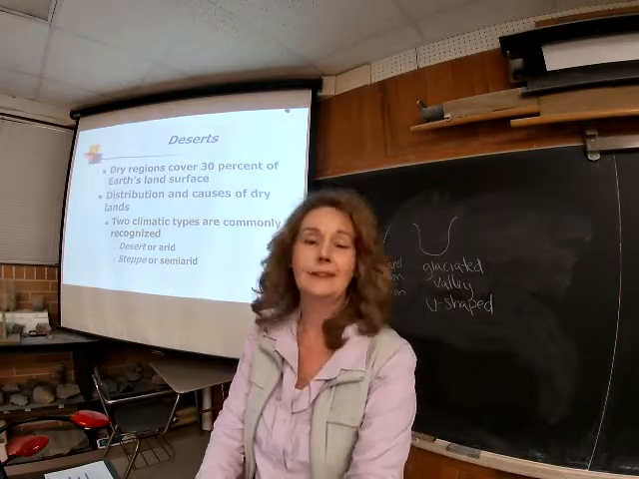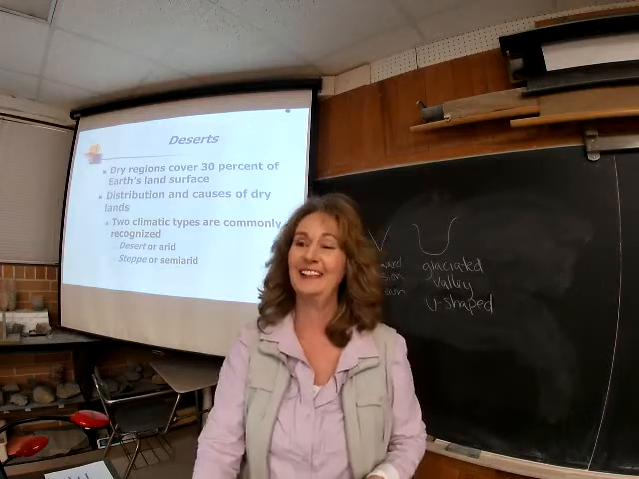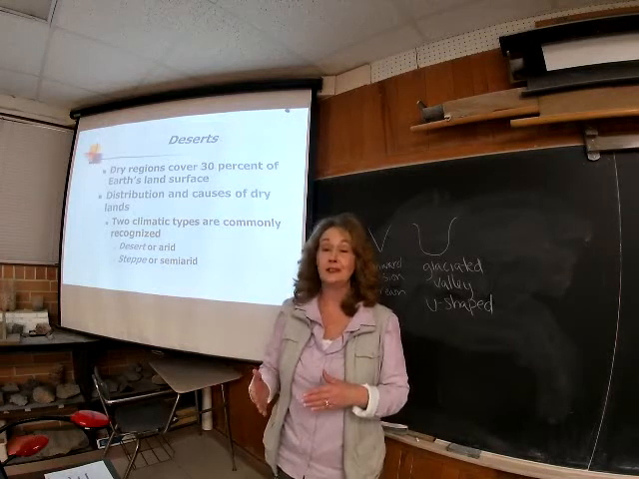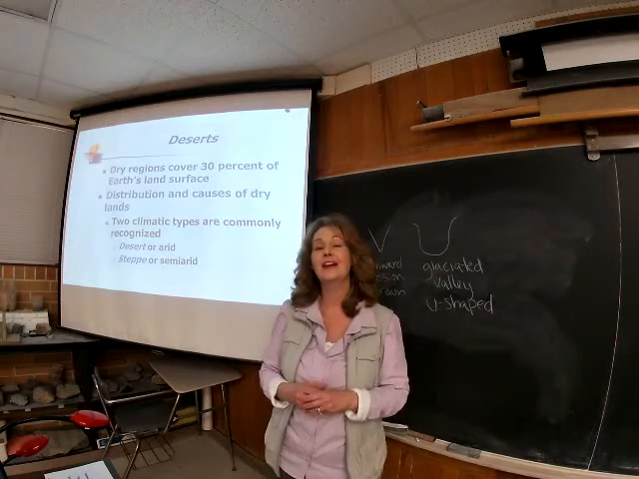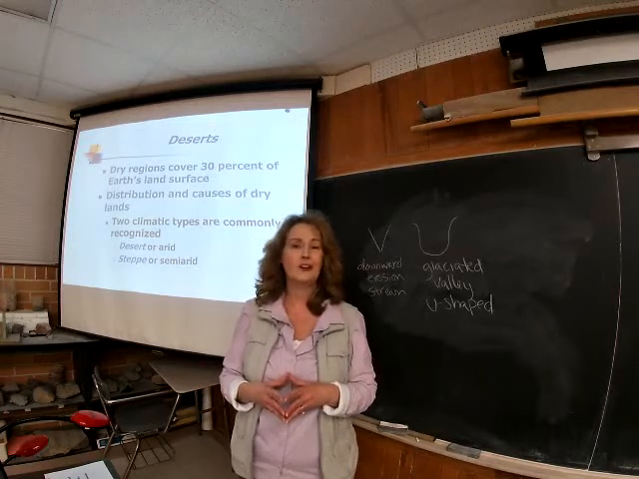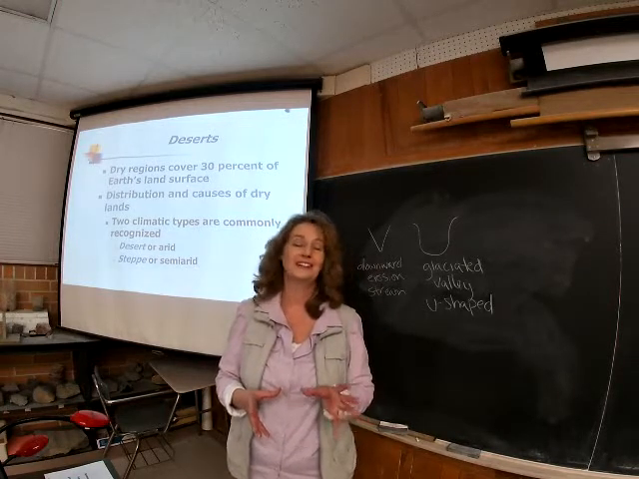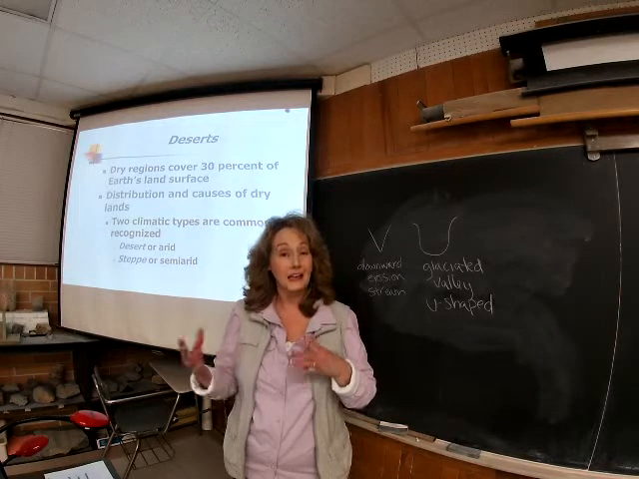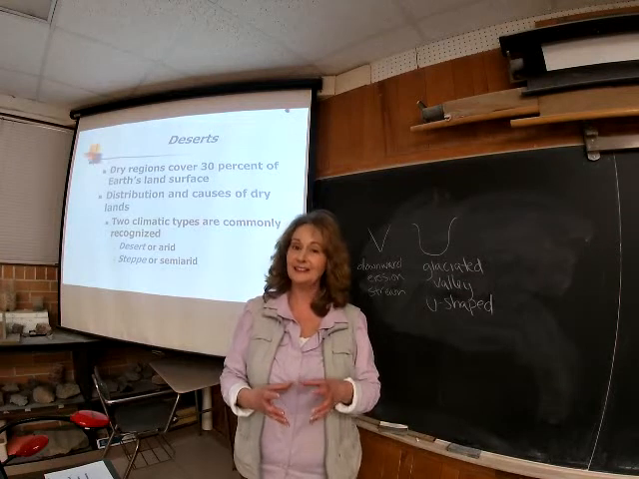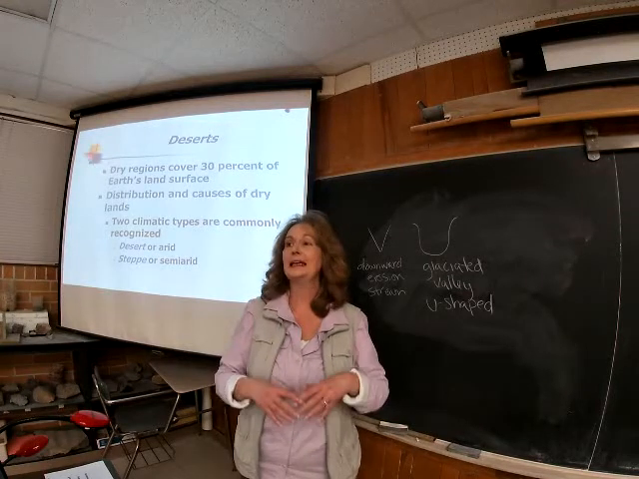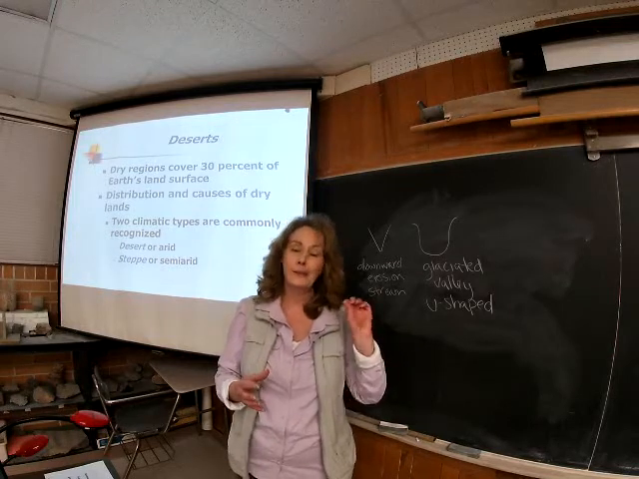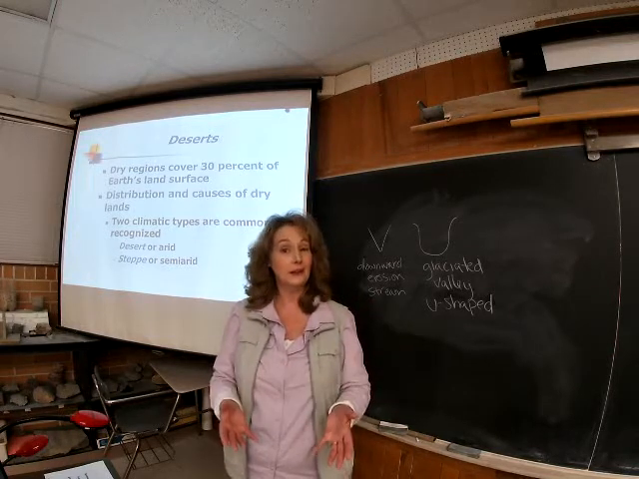Okay, so switching from the cold deserts or the glaciers, we're going to move over here to deserts. Although deserts don't necessarily have to be hot, they can be cold. And in fact, Antarctica, which is our largest glacier, is also our largest desert. So what is a desert? A desert is basically a region that gets less than 10 inches of rainfall or precipitation a year.